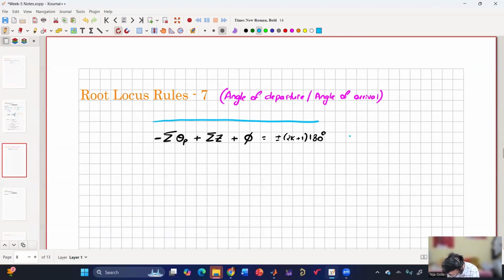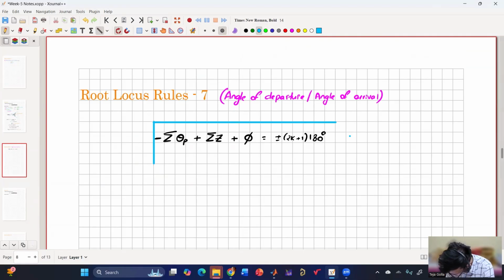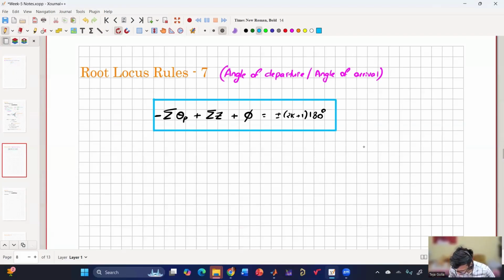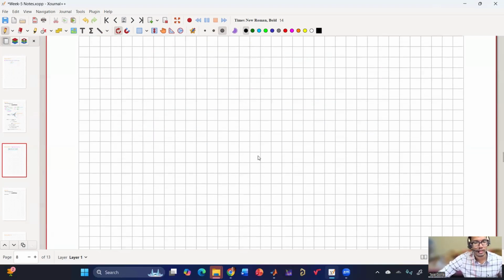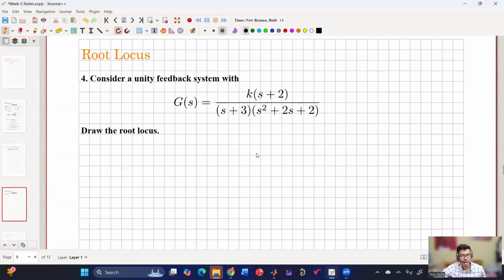So let us consider one problem quickly, then it will be relatively easy. Using this equation, we'll calculate theta p and theta z, so all angles of all zeros and all poles. I have considered one example using which we can understand this easily. G of s is k into (s plus 2) by s (s plus 3) (s square plus 2s plus 2).